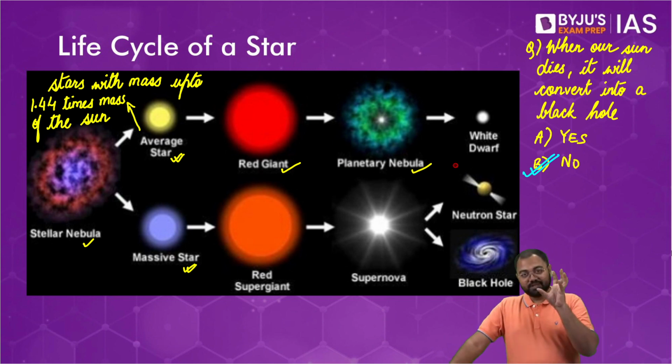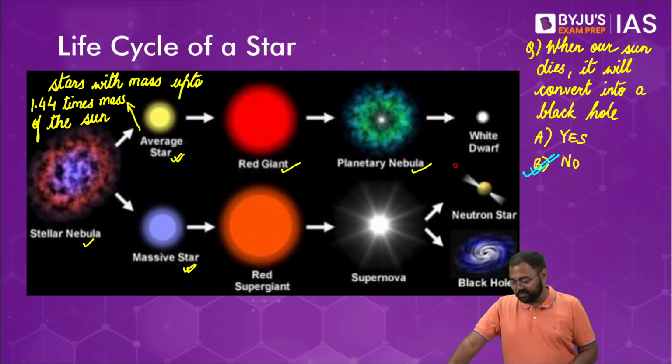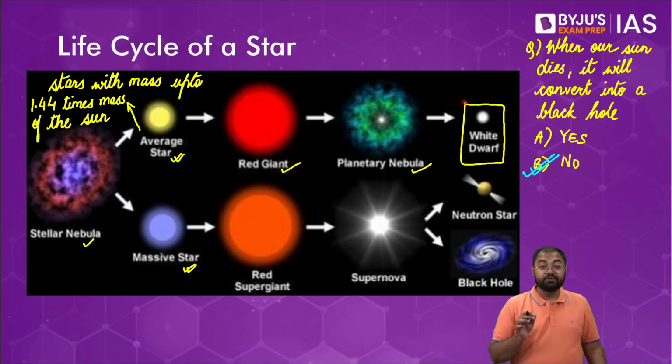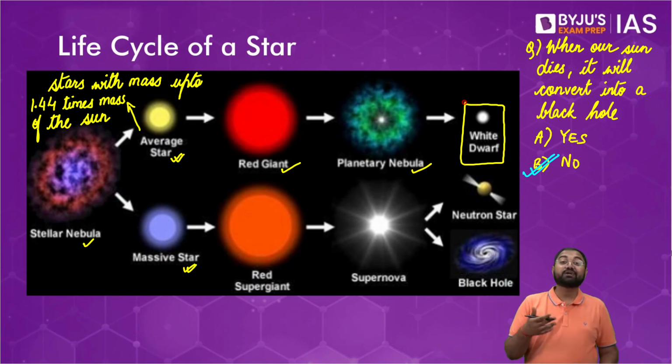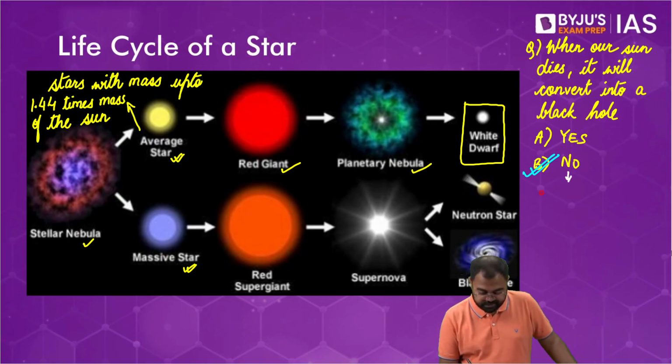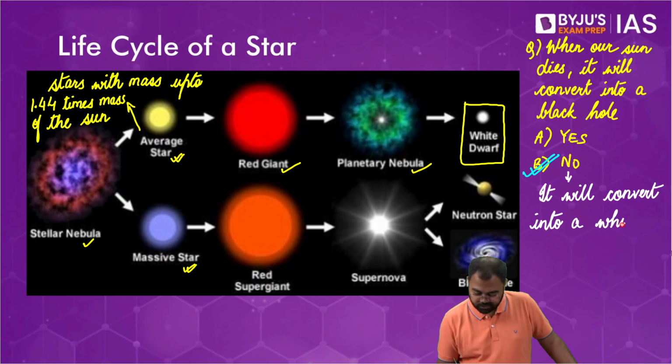So planetary nebula, the name has been given just because it has a shape like a planet, so nothing to do with the formation of a planet or anything like that. So planetary nebula, and ultimately it will form a white dwarf. So that's why when the sun dies, it will convert into a white dwarf.